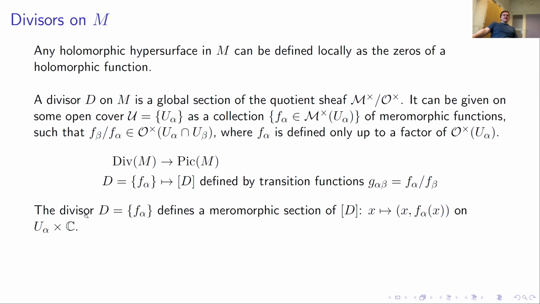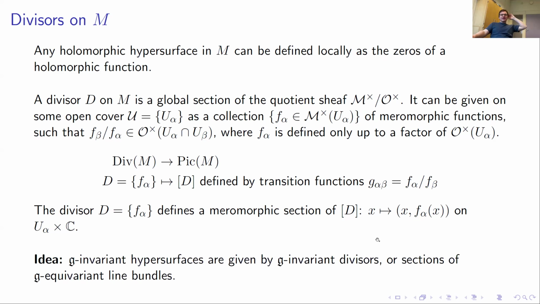You can also quite easily see that the divisor defined in this way also defines a meromorphic section of the bundle given in this way. So the idea is the following. G-invariant hypersurfaces should be given by G-invariant divisors, or equivalently sections of G-equivariant line bundles. That's our reason to study these divisors and line bundles.